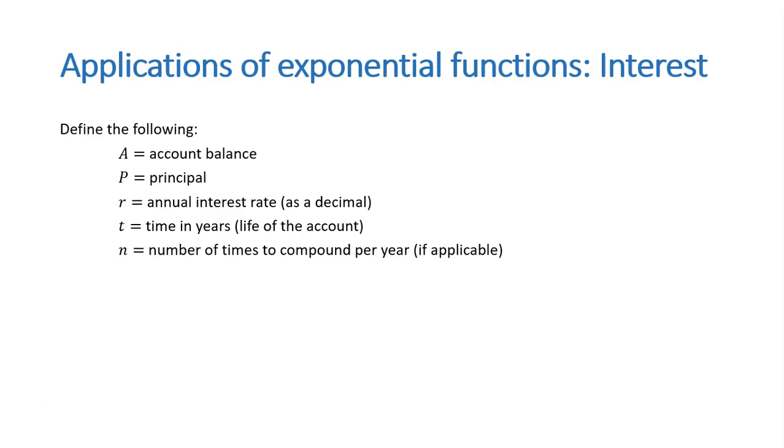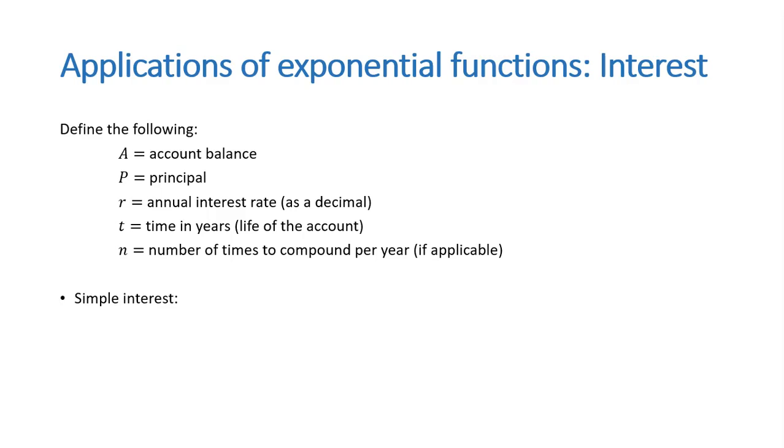If we're compounding quarterly, N is going to be 4. If we compound semi-annually, N would be 2. It's also possible we could compound daily. In that case, N would be 365. So we have three formulas, one for each calculation of interest.